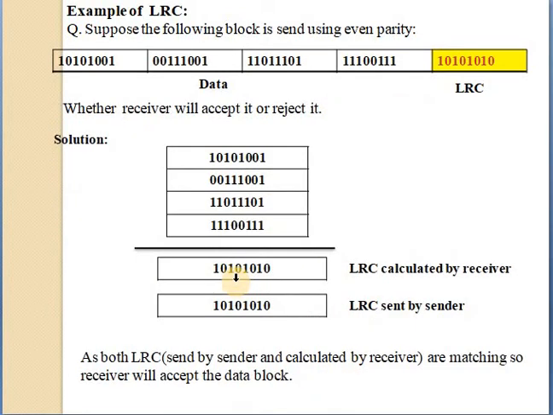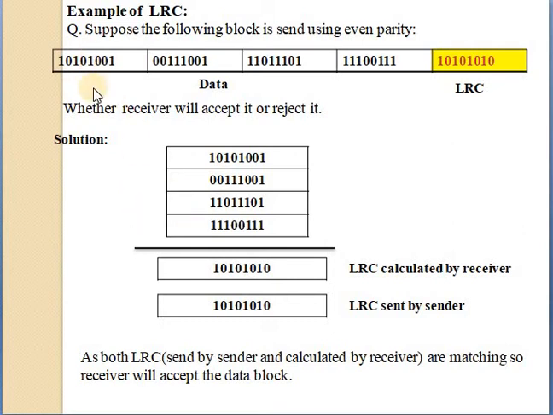Next example: suppose the following block is sent using even parity. This is the original data and this is the parity bit. Will the receiver accept it or reject it? The original data plus LRC is sent by the sender. Suppose there is no error in this original data with the LRC. The solution for this problem is that first of all we add all the data units one by one in a table format.